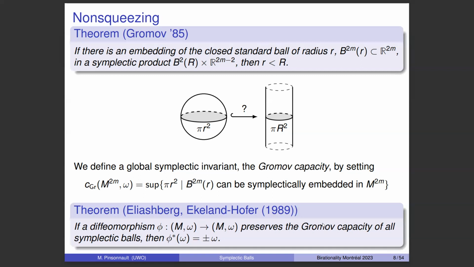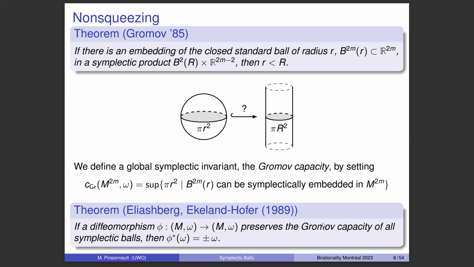But what is remarkable with the non-squeezing theorem is that it leads immediately to an invariant that is completely global in nature, which is the Gromov capacity or Gromov width, the size of the biggest ball that you can embed into your manifold. If your manifold is compact, of course, this is bounded by some volume constraint. But even if your target manifold is not compact, this number can be finite.